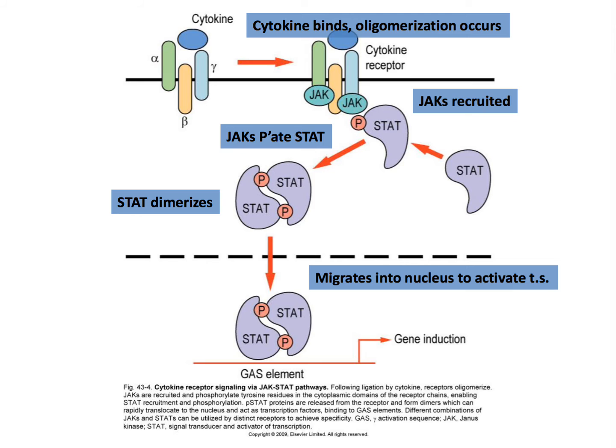And this is shown here in this diagram where we have a cytokine binding to its receptor and stimulating JAK, which recruits the STAT, and then the STAT is phosphorylated, dimerized, and moves into the nucleus where it activates transcription.